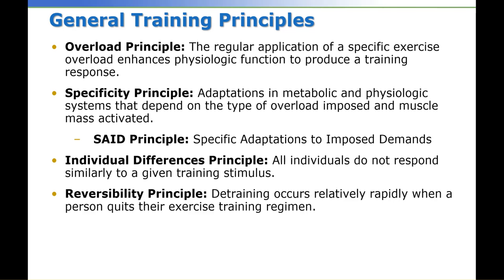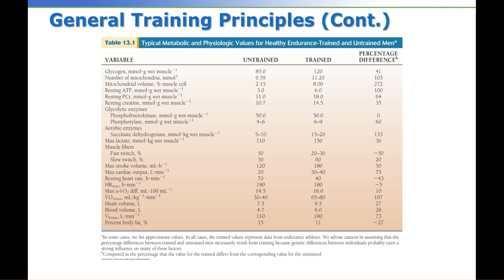That has to do with their genetics. Reversibility principle: detraining occurs rapidly when a person quits an exercise regimen. For example, VO2 max decreased 25% in 5 subjects confined to bed for 26 consecutive days. Stroke volume decreased, cardiac output decreased, and capillary number decreased between 14 and 25%, because they stopped doing the activity. So there's a transient nature of training.